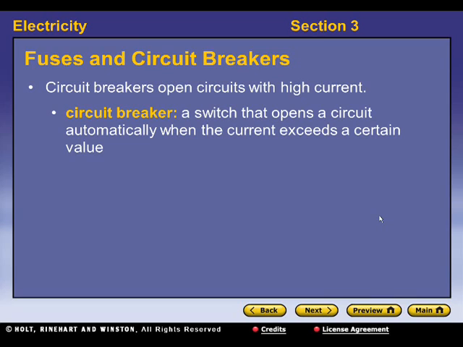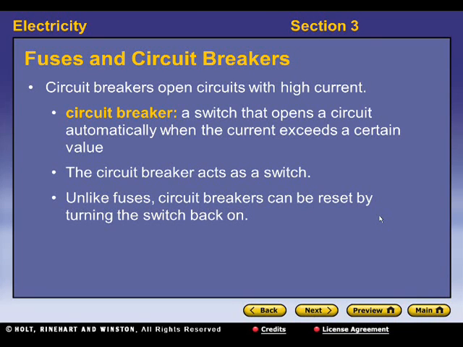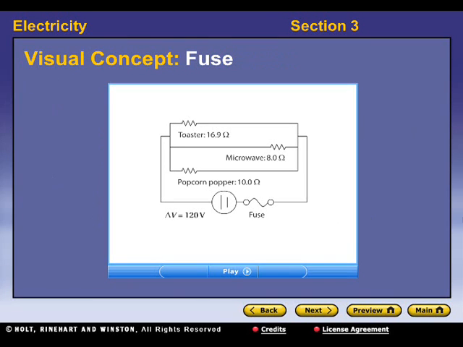Circuit breakers open circuits with high current. A circuit breaker is generally a switch that opens a circuit automatically when the current exceeds a certain value. It basically acts like a switch, and unlike fuses, circuit breakers can be reset by turning the switch back on. If a fuse melts in two, you have to go buy another fuse and replace it. With circuit breakers, usually you just turn it off and turn it right back on, and it should be fine. And if that doesn't do it, you have a short circuit somewhere else in the circuit that you need to have checked out. So let's see what this has to say about a fuse.